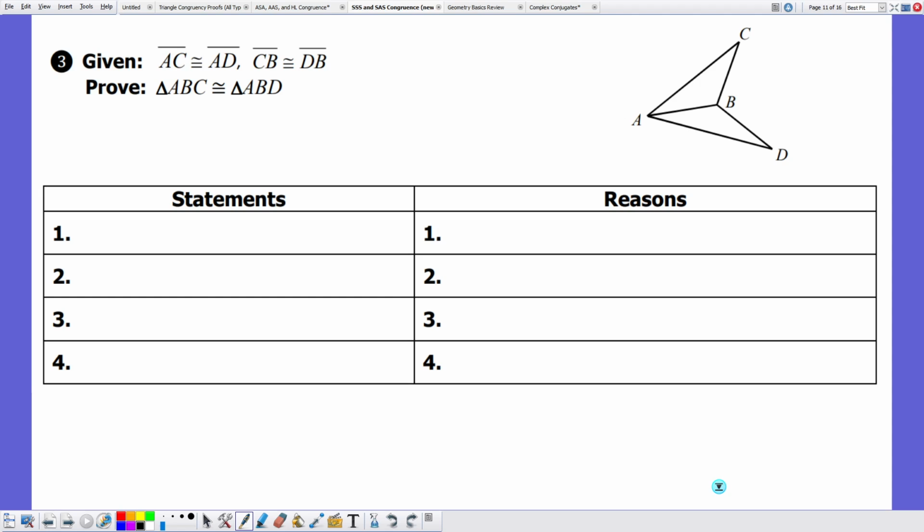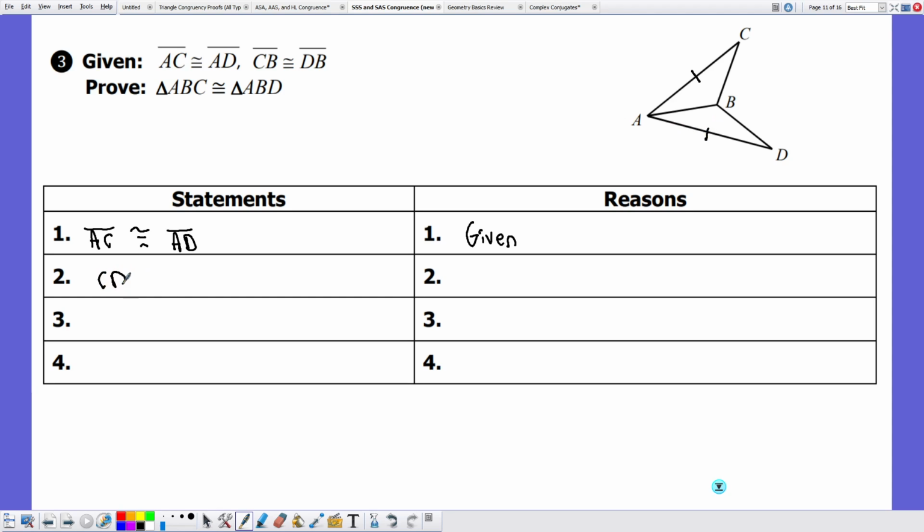So, our next proof, a little bit brief. We have to fill it out all on our own now. So let's always start with the givens. The fact that AC is congruent with AD, that's a given. And let me note that AC and AD are congruent.